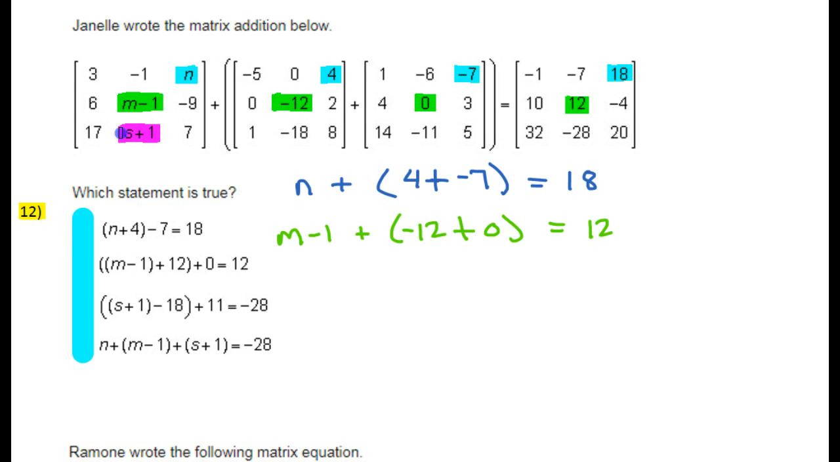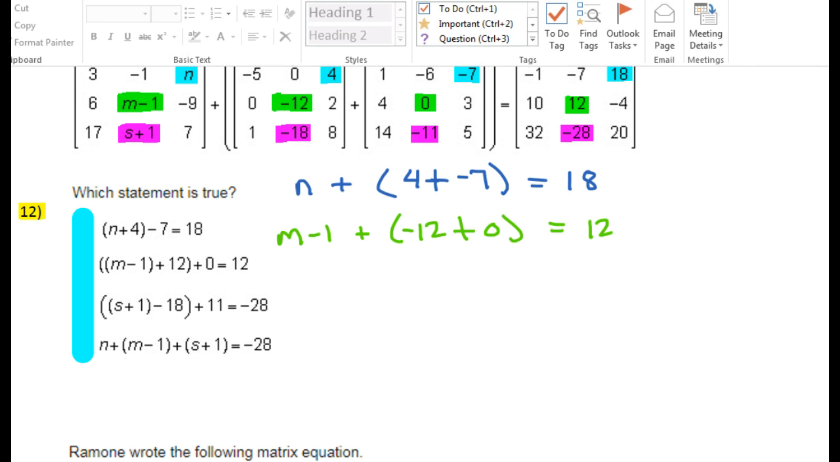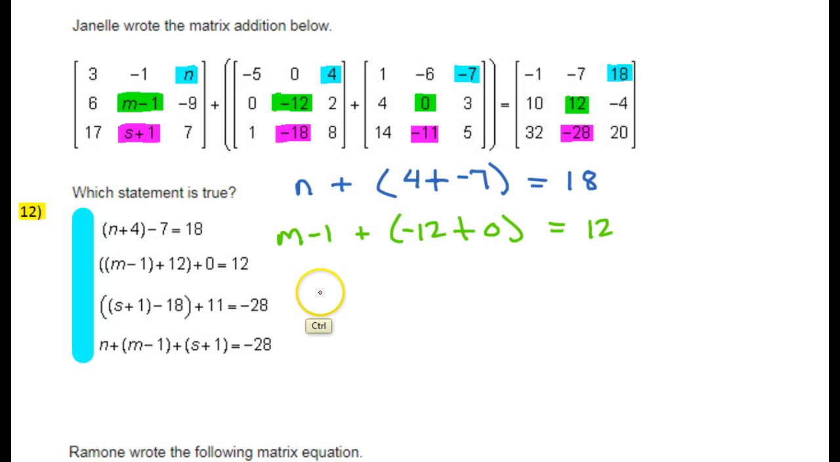with, I see the variable s right here, so I've got the s plus 1. So that is in the 3rd row, 2nd column. So is -18, -11, and -28. Okay, so let's make that equation. So I've got s plus 1 plus, and in parentheses, I've got -18 plus -11, okay, equals -28.